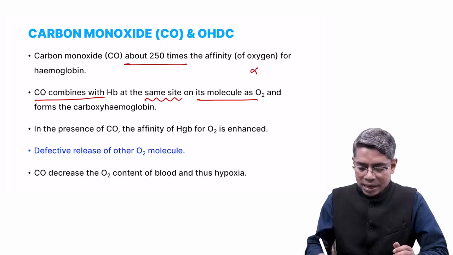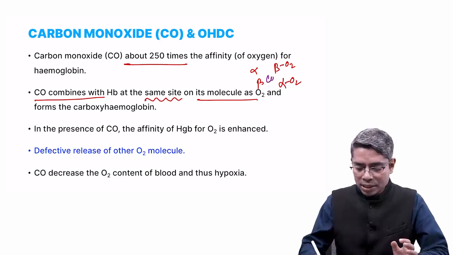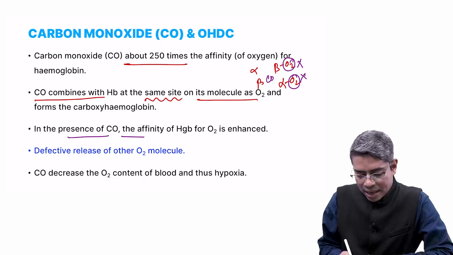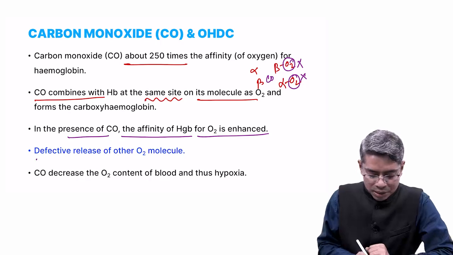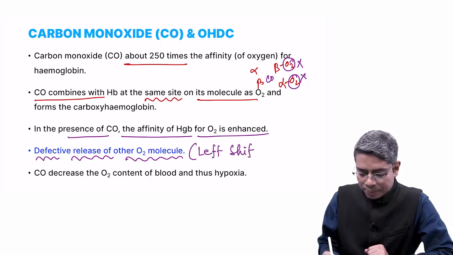Okay, so suppose this is alpha chain, beta chain, beta chain. Where the oxygen is binding, the carbon monoxide will bind at the same places, but after binding of carbon monoxide in the hemoglobin, the oxygen which was attached with the alpha or beta chain is not going to be released easily, and that's why I told you that in presence of carbon monoxide, the affinity of the hemoglobin for oxygen is enhanced, and because of this enhancement there will be defective release of oxygen to the tissue, and that is nothing but left shifting of the curve, left shifting of OHDC.